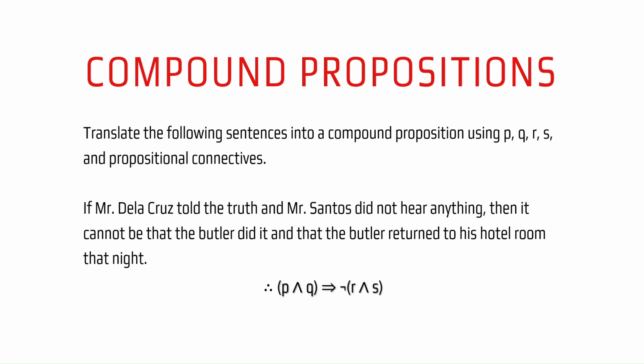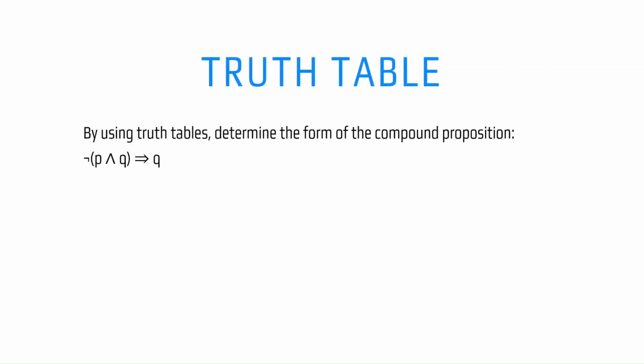Our next topic will use truth values to determine the form used in a compound proposition. Here's another implication for you. By using truth tables, determine the form of the compound proposition, the negation of P and Q implies Q.